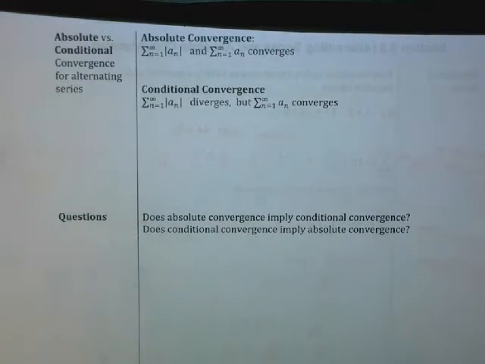Hello calculus students, we are going now to talk about absolute versus conditional convergence.